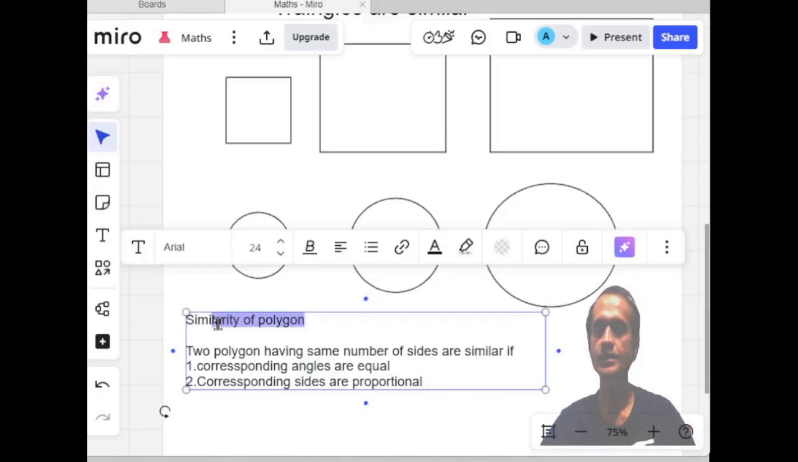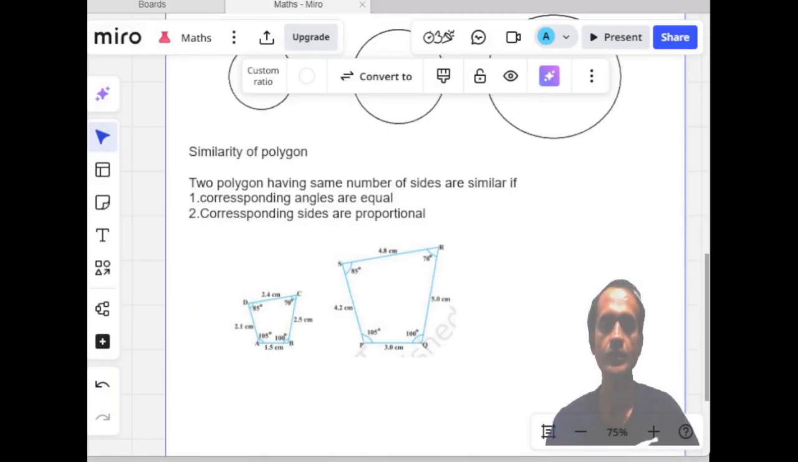So this is the basic definition based on which we can say whether any shape, whether it is a pentagon, octagon, or any shape, is similar to another or not. We'll have only these two as the criteria. We'll see whether the corresponding angles are equal or not, and whether corresponding sides are proportional. I've taken an example from the NCERT book.